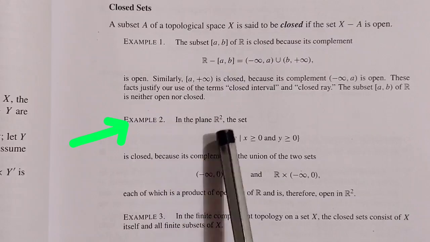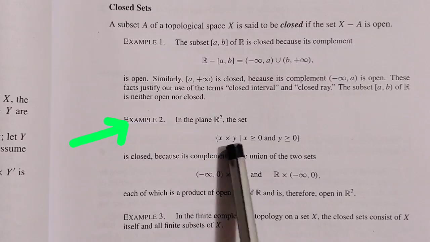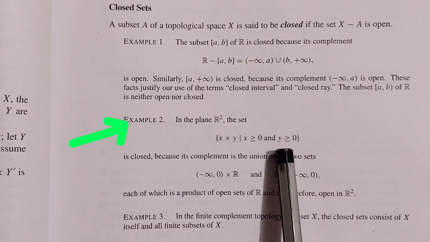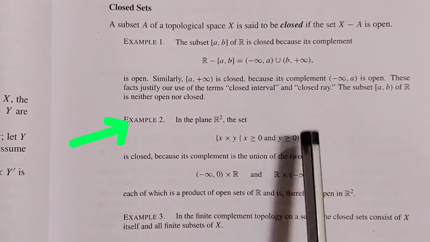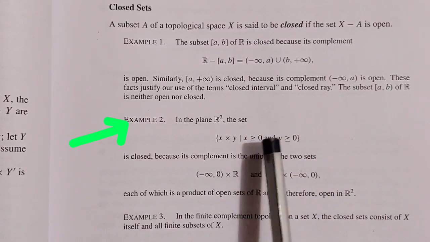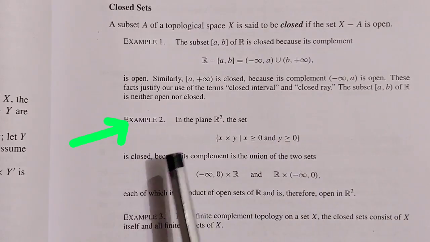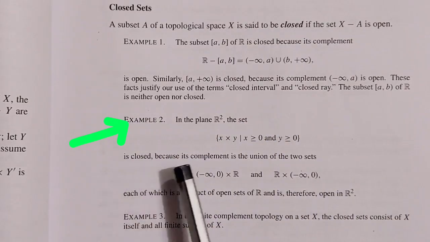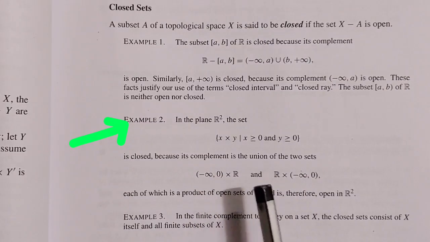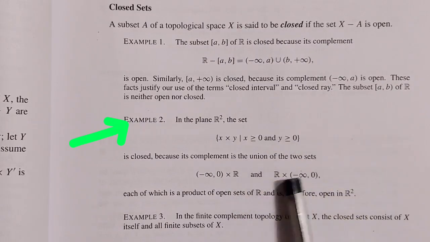Second example, in the plane R2, the set of (x, y), that is the Cartesian product, such that x greater than or equal to 0 and y greater than or equal to 0. So it will be like the first quadrant with the axes, because they have given greater than or equal to. So in this plane, the set is closed because its complement is the union of the sets (minus infinity, 0) cross R and R cross (minus infinity, 0). Because if you just draw the graph, you can understand this.